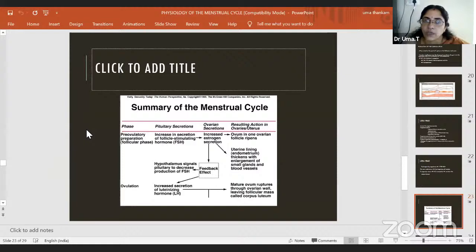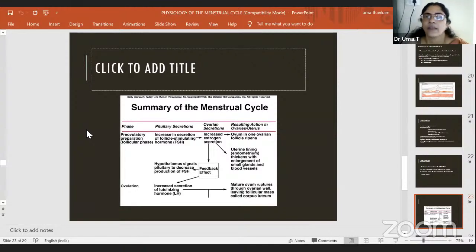Once ovulation occurs, the follicle ruptures and releases the ovum. And once ovulation occurs, blood vessels, vascular channels enter into the follicle, and the ovarian follicle is induced to produce progesterone. And then once progesterone is produced, the corpus luteum is sustained, and it peaks on the 22nd day of the menstrual cycle. And this progesterone is responsible for the changes in the endometrium.